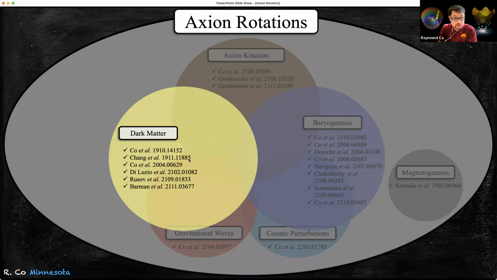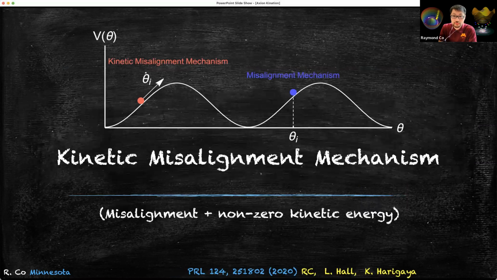The last thing that I want to touch on is dark matter. How does this rotation eventually give rise to the dark matter abundance? And after this, I will put everything together to show you the parameter space where we produce dark matter, baryon symmetry and have gravitational wave signals.